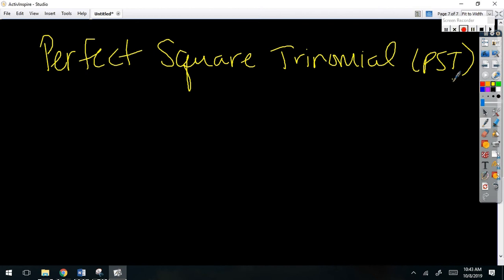So remember what that looks like. If the ends are both perfect squares, the second sign is a plus, and then it square dances. This first sign could be a plus or a minus.